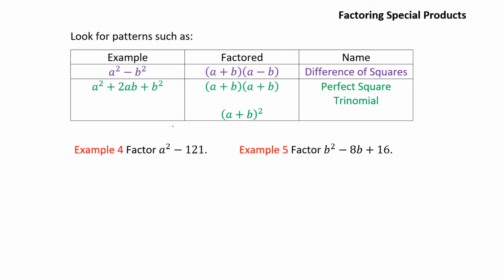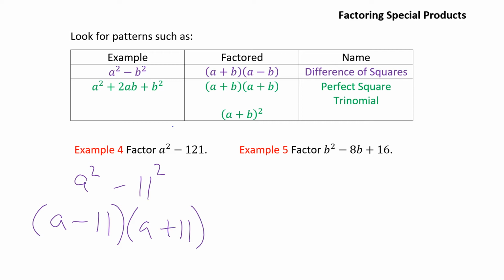We're looking at a squared minus 121. Clearly, a squared is a perfect square. The minus sign tells us that it's the difference, and 11 squared is equal to 121. So that should factor into a minus 11 and a plus 11. Notice up above I had a plus b and a minus b. It doesn't matter whether we have a minus or a plus. The order doesn't particularly matter there.